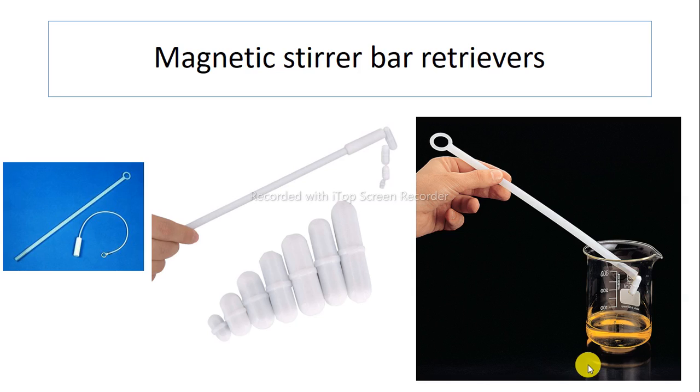Next is magnetic stirrer bar retrievers. These long rods are used to retrieve the magnetic beads which you have inserted in your solution. These beads are used for stirring, but if you want to remove the bead and add another chemical to make the reaction complete, you don't want that bead to be there because the stirring part has already completed. So how will you remove that bead? You need not insert your hand directly into the solution, because the chemicals may cause a reaction. That's why these magnetic stirrer bar retrievers are used.